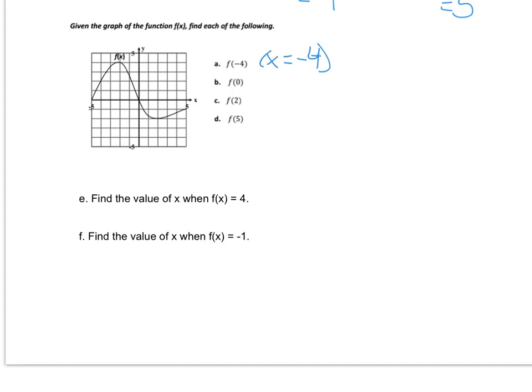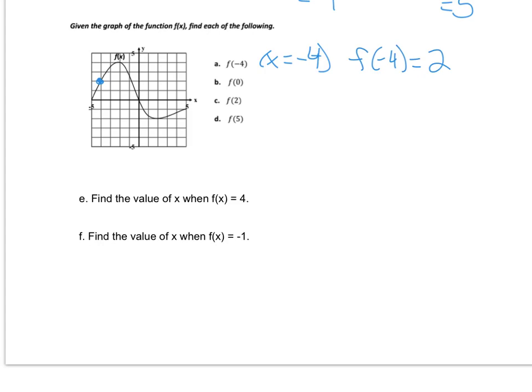So you're going to look at the x-axis. You're going to go over to negative 4. What is the function value at negative 4? Well, it is right there. It is the point negative 4, 2. So f of negative 4 equals 2.